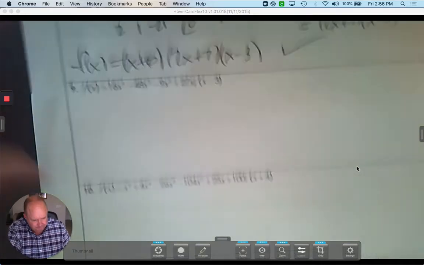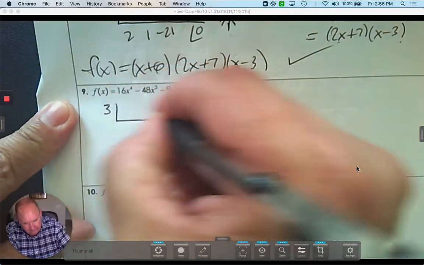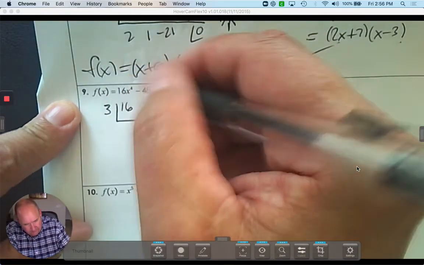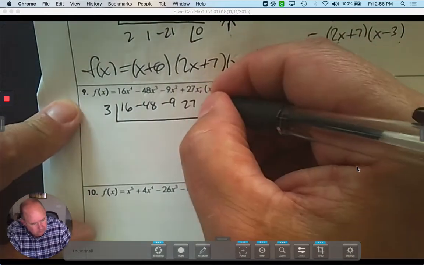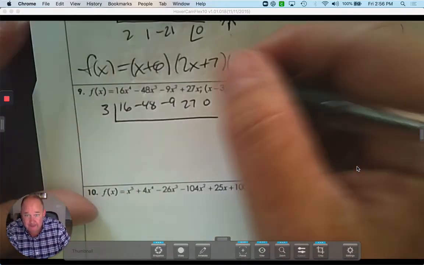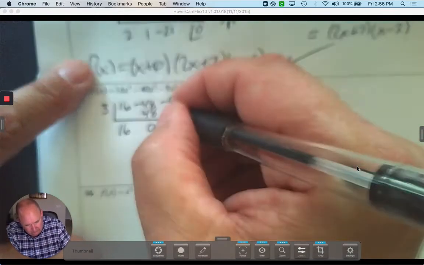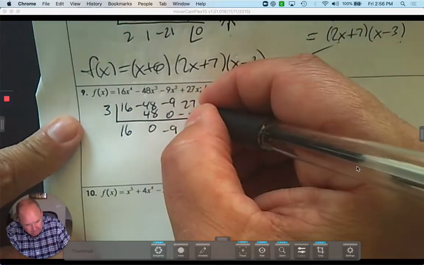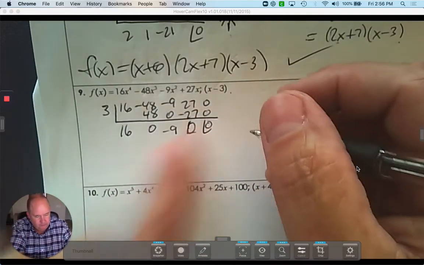Number 9. You're given x subtract 3 as a factor. So we're going to take what we're given. If there's any missing powers here, be careful. So 0 is a missing power. Here we go, 16, 48, that's 0, that's 0. So this is what's left.